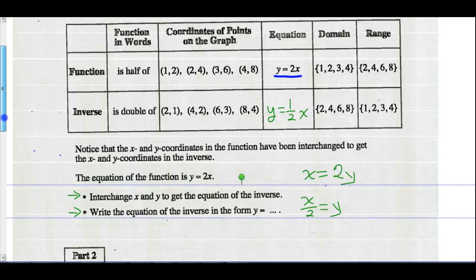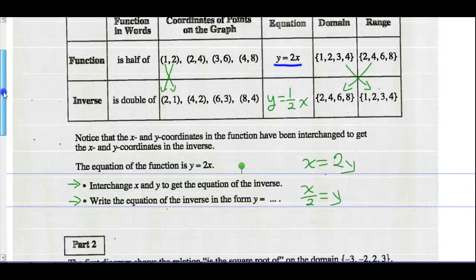Note, if I'm going to interchange the x and y coordinates, the y here becomes the x there, the x here becomes the y there. The same thing is going to happen to our domain and range. Domain from the original function becomes the range of the inverse. Range of the original function becomes the domain of the inverse. Let's look at part 2.